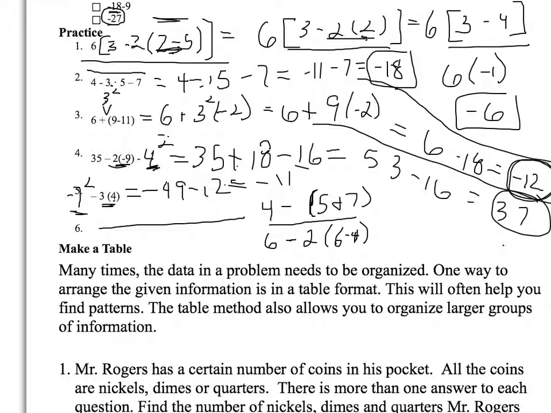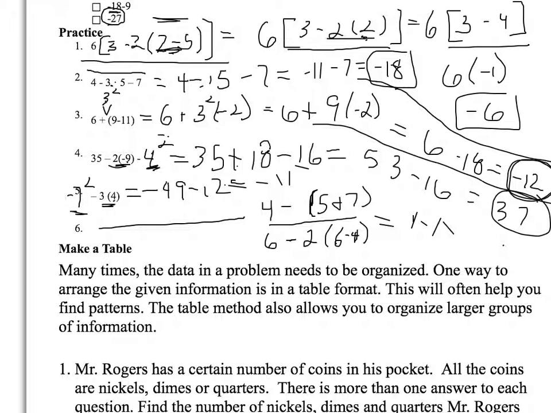Okay, now for the last one here. Now, this division bar at the bottom is a grouping symbol. So, we want to look at this really quickly. We want to do everything on the top and everything on the bottom, and then we want to divide at the very end. So, because we have parentheses on the top, we're going to have our 4 minus. Do our addition inside the parentheses. That's going to be a 12.